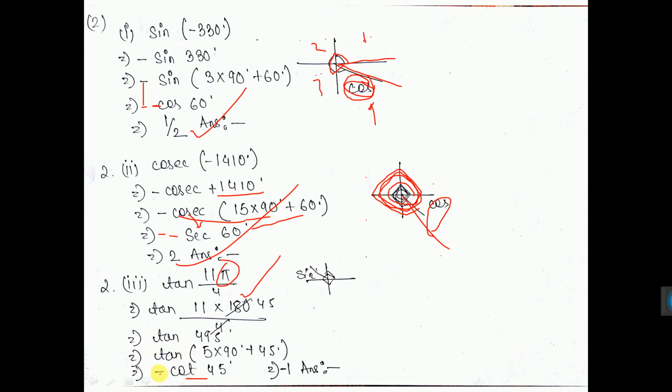Now let us see the sign, what is happening. So 5 into 90 plus theta. Start from here: 1, 2, 3, 4, 5 into 90 plus theta. So here it is coming in the second quadrant. Only sine is positive, but our sum is tan. So one minus sign will come. Tan 45 value is 1, so it is minus 1.